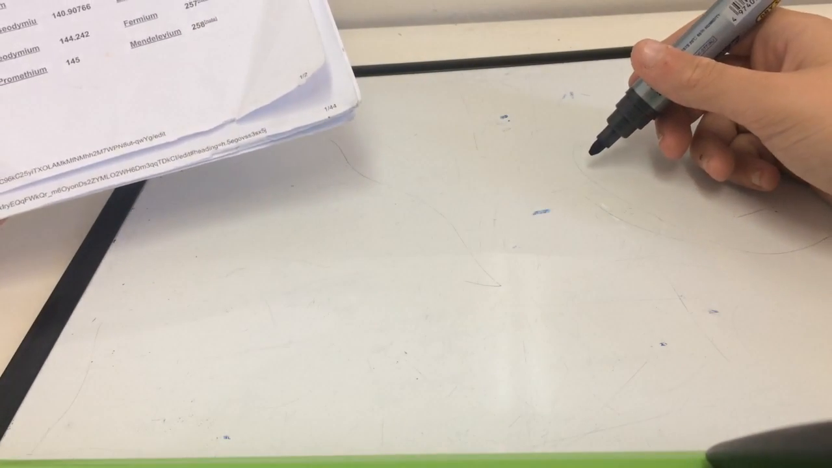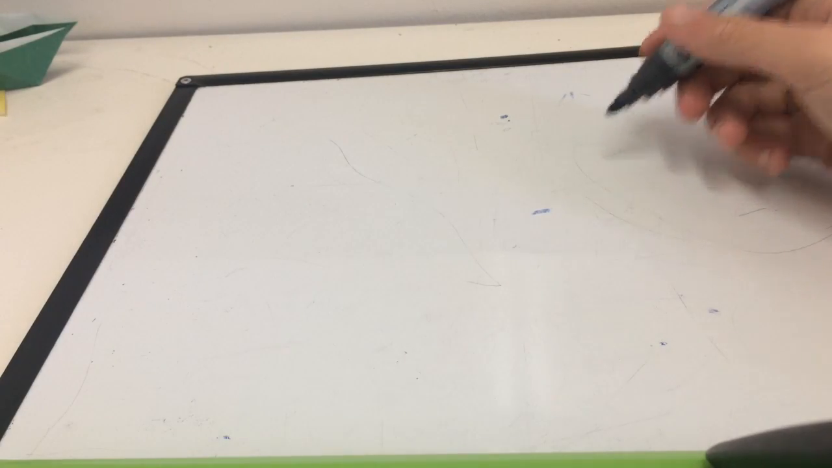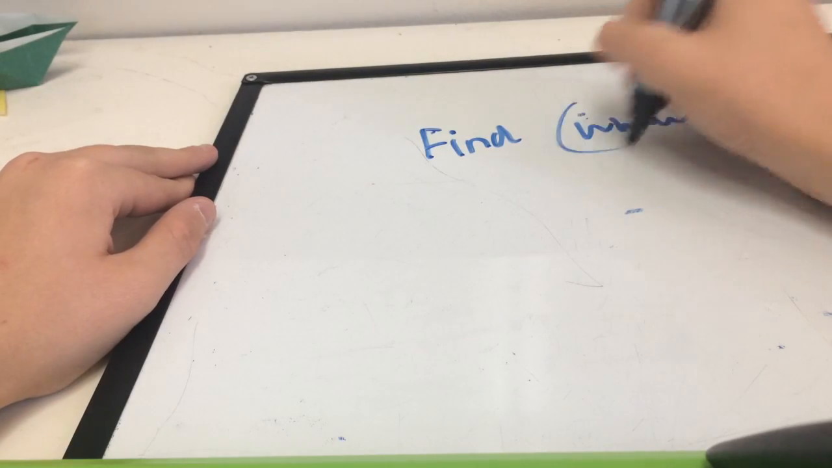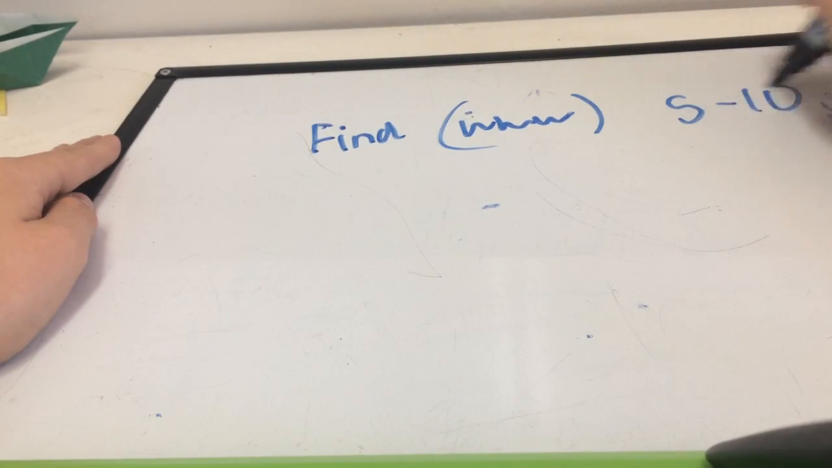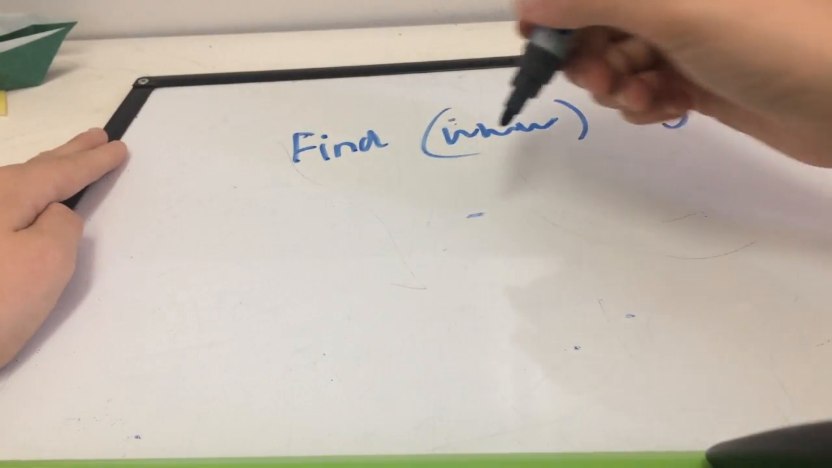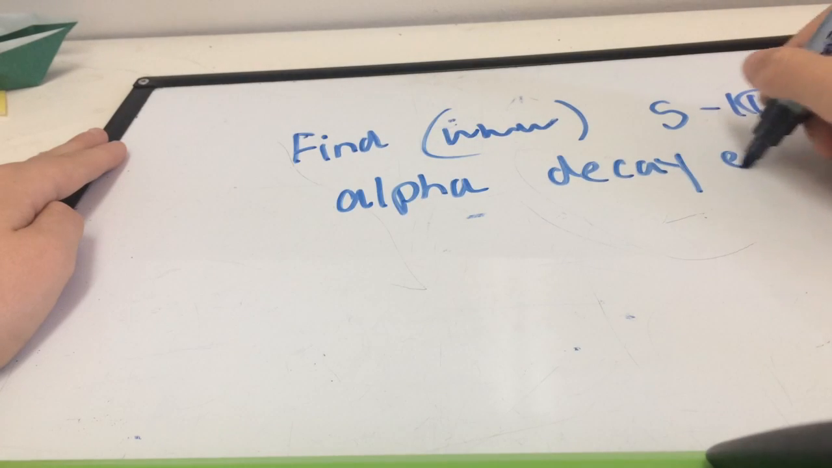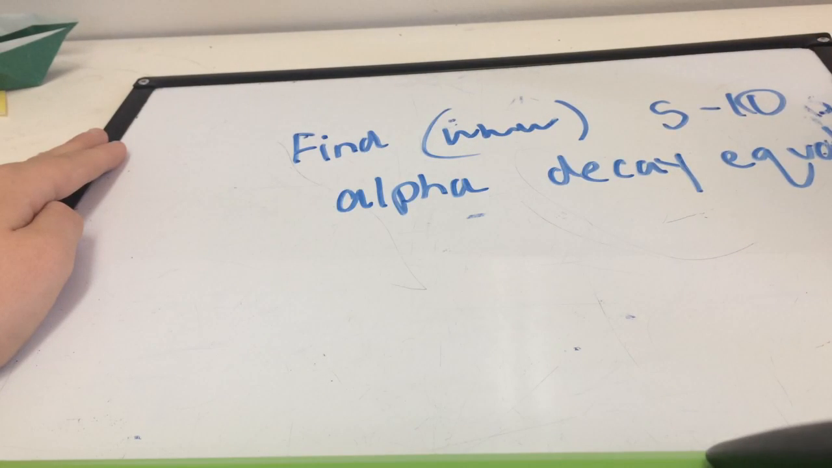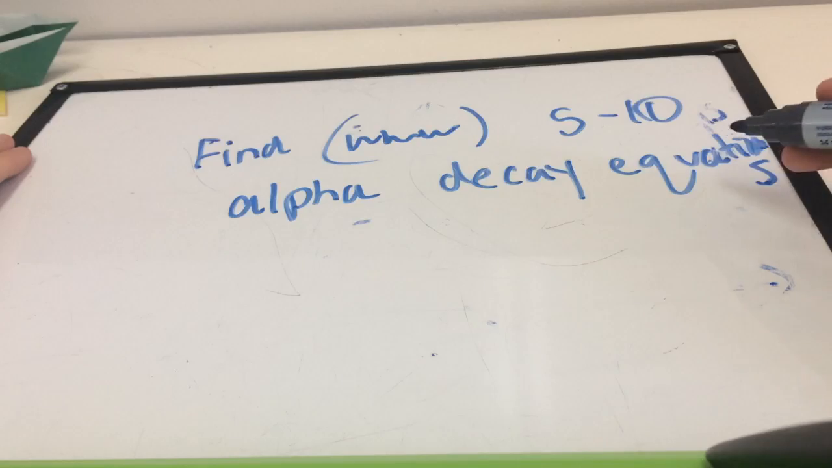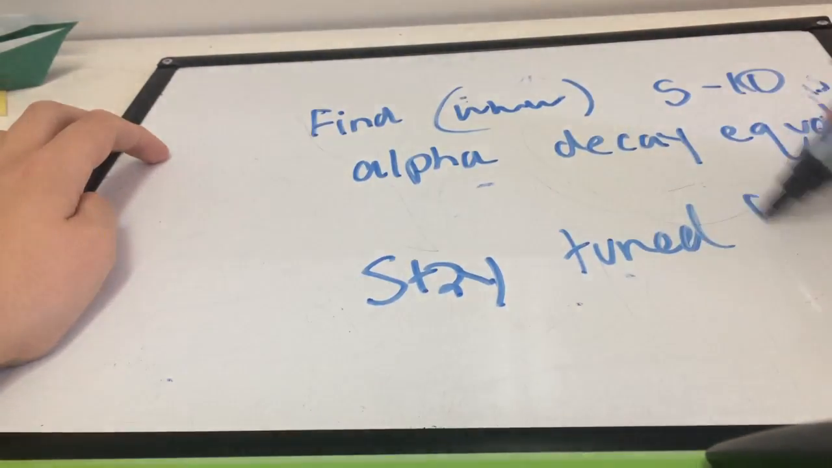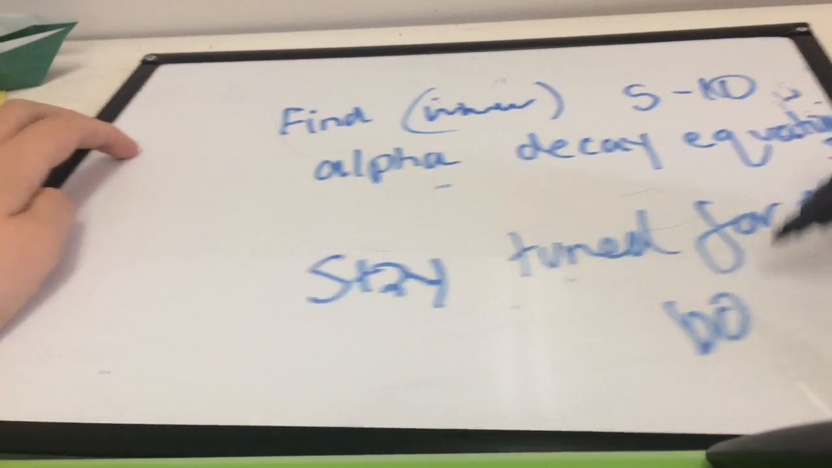Alright, so for the rest of the day, I want you guys to find on the internet 5 to 10 alpha decay equations. I'm going to push it a bit this time. Find 5 to 10 of those, and also, stay tuned for the book that I'm writing.